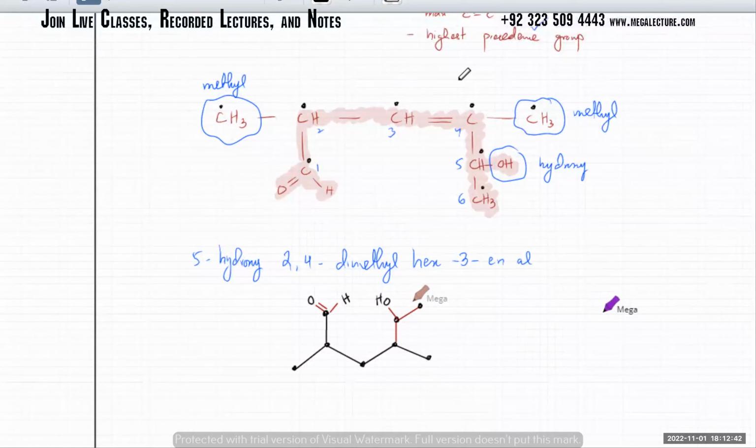There's a double bond between the third and fourth. So 1, 2, 3, third and fourth. There's a double bond over here. So you got to add that as well. So wo add kar do. Okay, over here there's going to be a double bond. So that's about it. That's the skeletal formula.